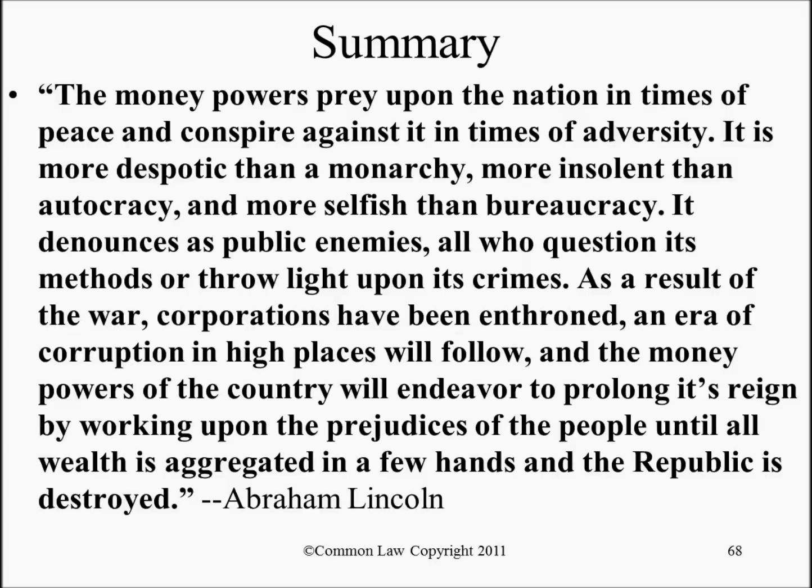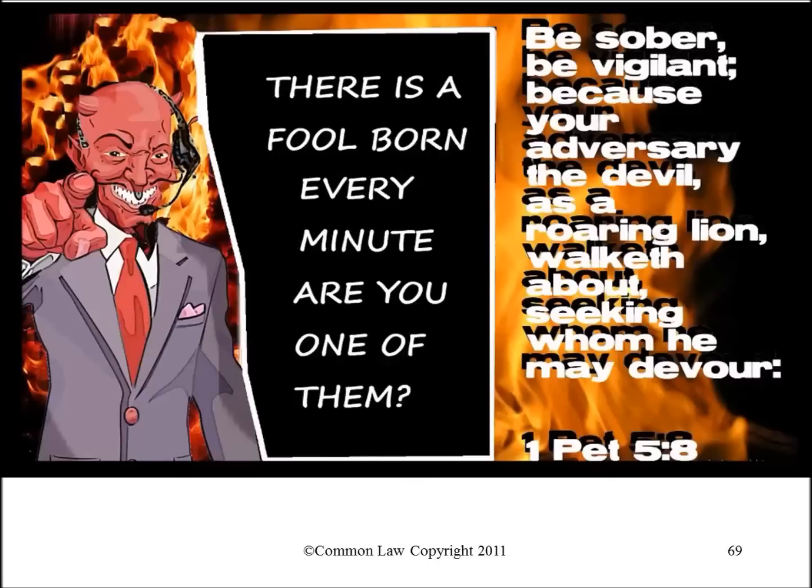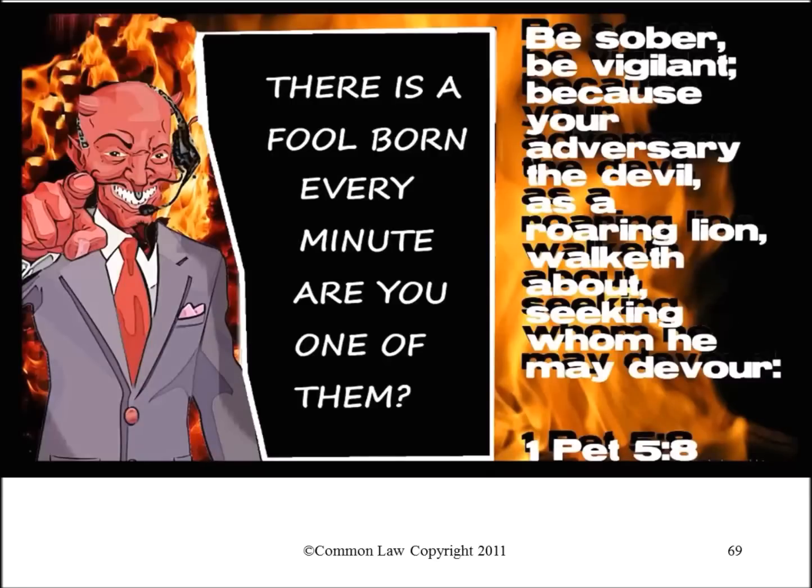As a result of the war, corporations have been enthroned, an era of corruption in high places will follow, and the money powers of the country will endeavor to prolong its reign by working upon the prejudices of the people until all wealth is aggregated in a few hands and the republic is destroyed. And Abraham Lincoln, that sounds pretty prophetic. There is a fool born every minute. Are you one of them?